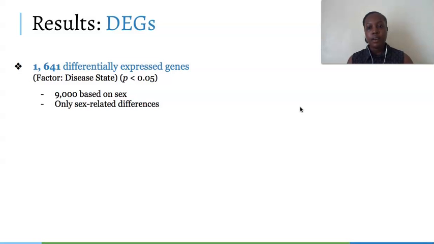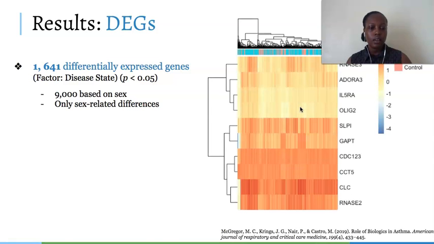After conducting our analysis of variance, it identified 1,641 differentially expressed genes based on disease state. We also conducted analysis for those influenced by sex, and we were able to identify 9,000 differentially expressed genes. However, because the majority of these genes were associated with sex-related differences like hormones, we later concluded that there are no interactions between disease state and sex. So this is a heat map of the top 10 differentially expressed genes based on disease state.